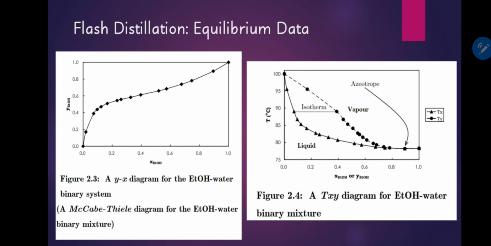Now for the TXY diagram, kung mapapansin niyo, etong mga triangle na to and circle that you will be able to see in the graph, it was made isothermally. It means that at the same temperature, this is the composition of this species in the liquid phase and in the vapor phase.